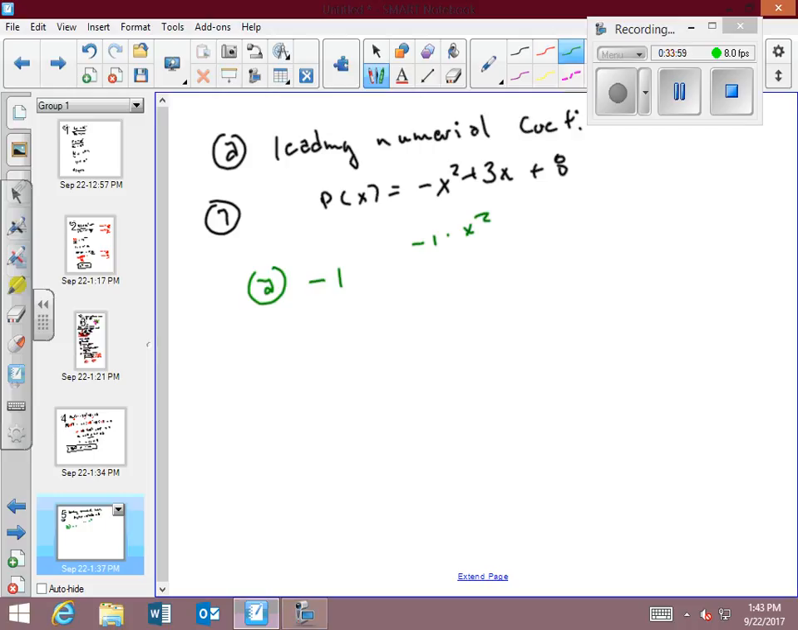Okay. The B part says, what is the constant term? So Angelica, what is the constant term on 17? It's a term that has no x's in it. Angelica? 8. So 8 is the constant term. And then, what is the degree of the polynomial?